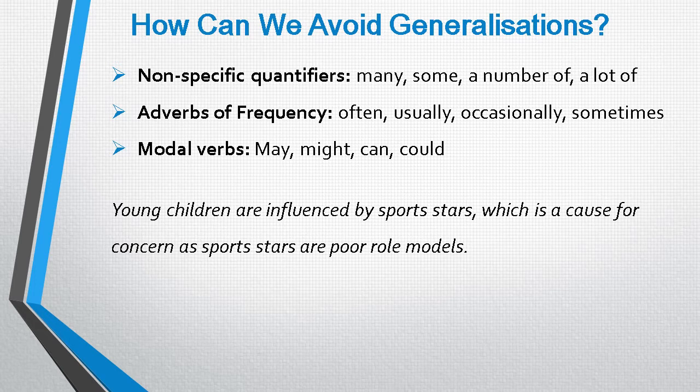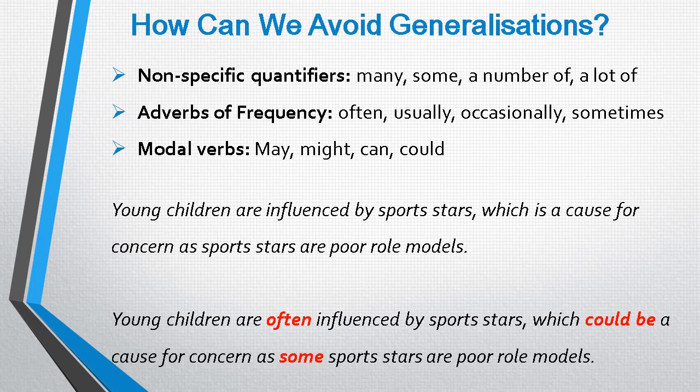So we could fix that easily by writing this. Young children are often influenced by sports stars, which could be a cause for concern, as some sports stars are poor role models. I'm sure you can see just by adding in those 3 or 4 words that that sentence is now a lot more realistic. It is now much more specific and believable, and is now a really good sentence to include in your IELTS essay.